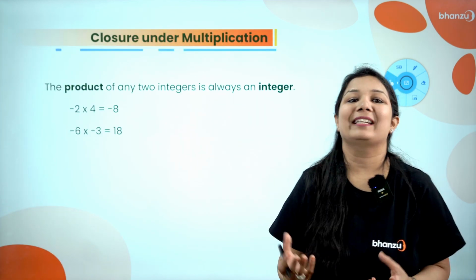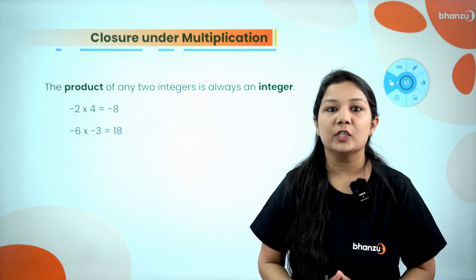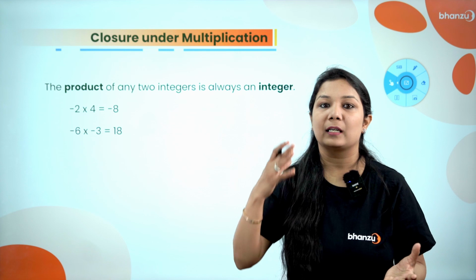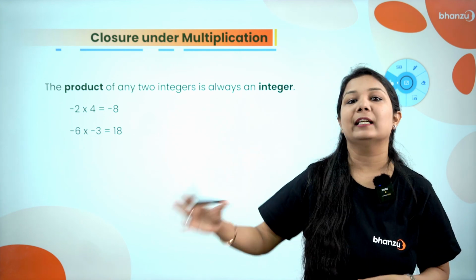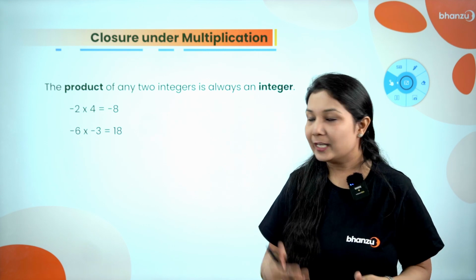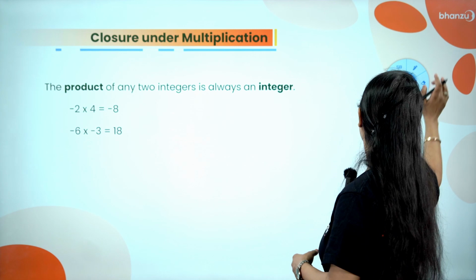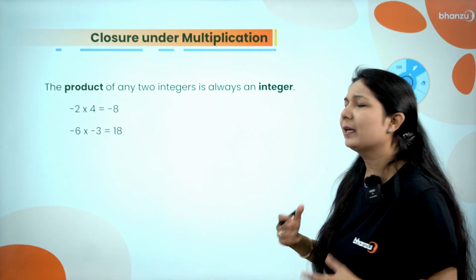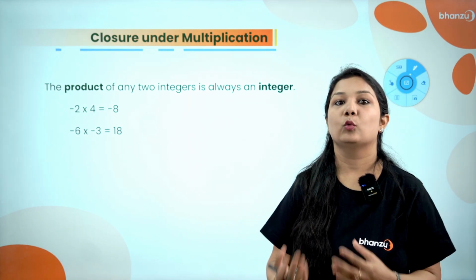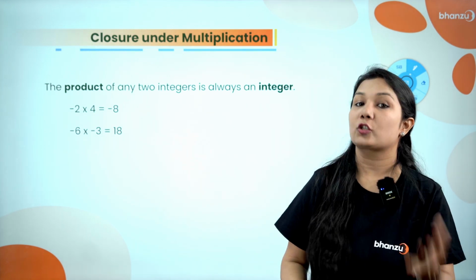We all know what closure property stands for, right? You take two integers and if, under a particular operation, you get an integer only, that means it holds good, right? Over here we are talking about multiplication. So we are going to pick up two integers and multiply them. When I say two integers, it can be positive integers, negative integers, or 0.